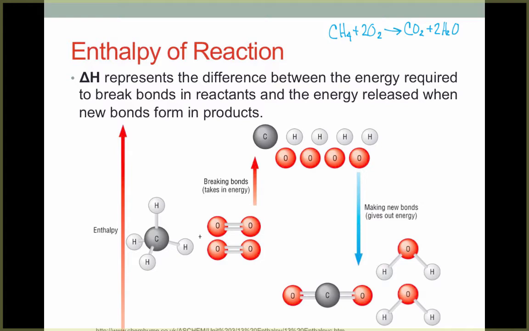Notice in the picture, we have to put energy in. Energy in is represented by the red arrow, so we have to put energy in to break each of the bonds in the reactant molecules. On the other hand, in the products, when new bonds form, energy is released. So these blue arrows represent energy that comes out when new bonds are formed. Therefore, the difference between the energy that went in to break reactant bonds and the energy that came out when product bonds form represents the delta H of the reaction, or the enthalpy of the reaction.